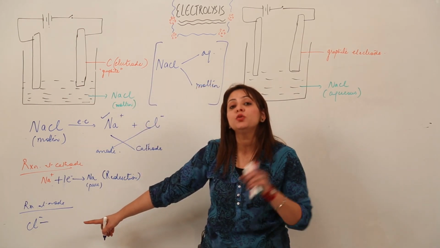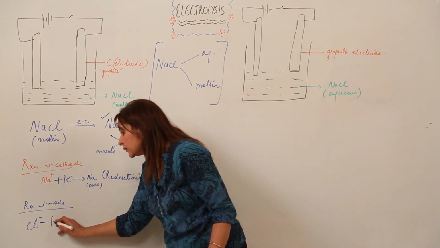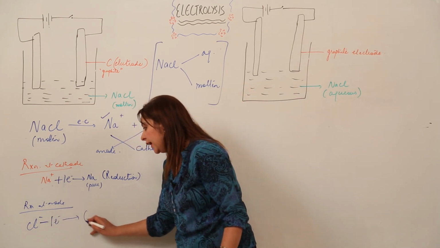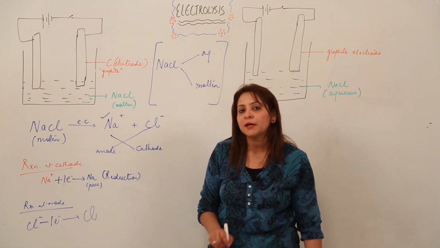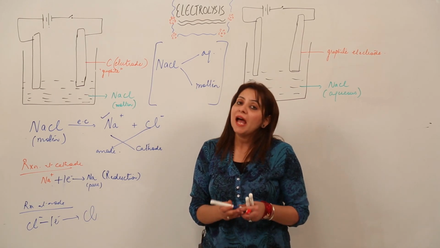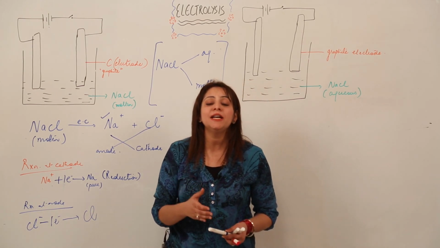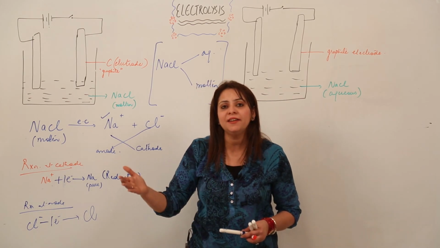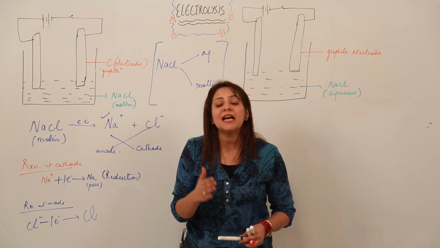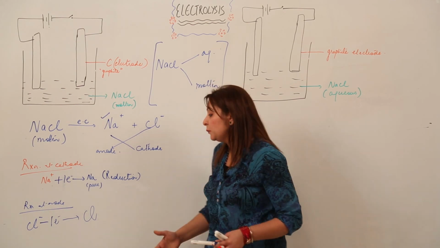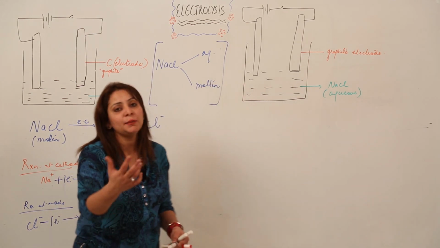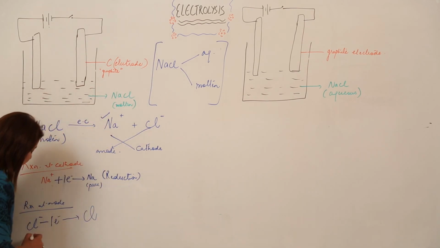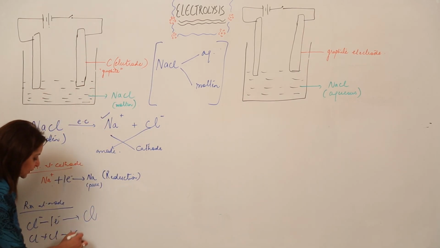Minus, that means it is losing back. How many electrons? One electron, and again it will form an atom, that means the chlorine atom. And as you know, chlorine is a diatomic molecule, that means it is not monatomic, it does not exist as Cl in nature. It exists in a gaseous form, that is Cl2. So that means 2 atoms will combine to form Cl2.